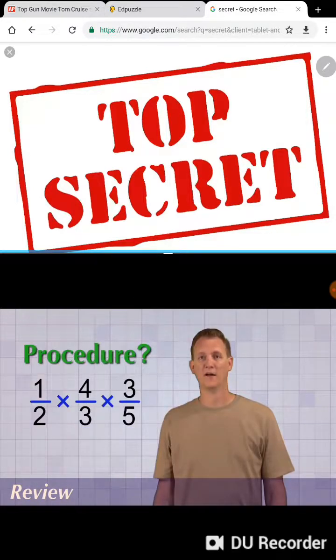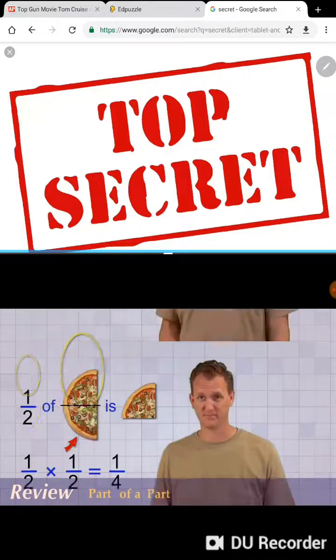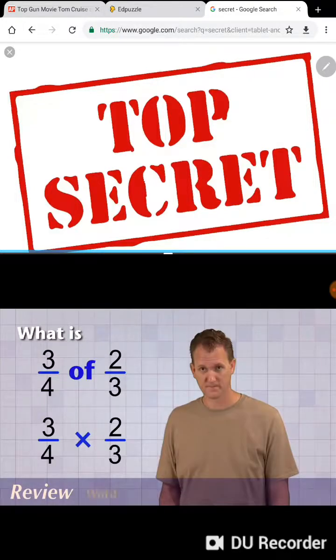The procedure for multiplying fractions is to multiply the top numbers to get the answer's top number, and multiply the bottom numbers to get the answer's bottom number. If you think of fractions as parts of something, then multiplying a fraction by another fraction is the same as taking a part of a part. And sometimes, especially in word problems, you might see the word of instead of the word times.